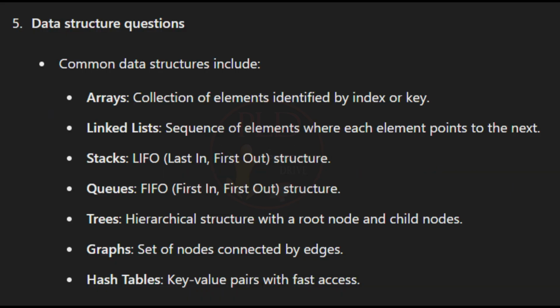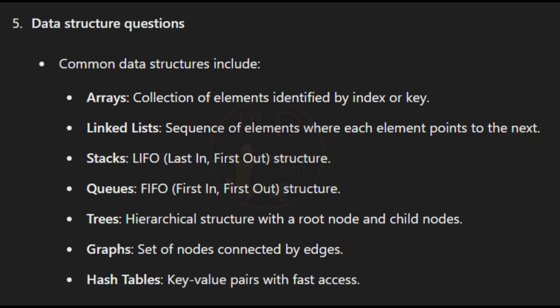And the fifth question is data structure question. The common data structures include arrays, linked lists, stacks, queues, trees, graphs and hash tables. The array is a collection of elements identified by index or key, and a linked list is a sequence of elements where each element points to the next. Stack follows the LIFO, that is last in first out structure. Queue is a first in first out structure, that is FIFO structure.